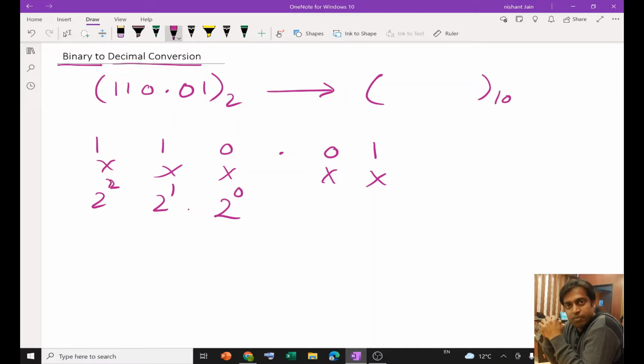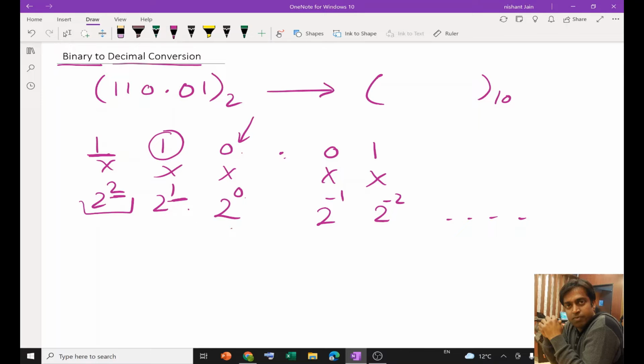2. You can see that the bit at the unit place, we multiply with 2 power 0. The bit at the tenth place, we multiply with 2 power 1, and the hundredth place bit is multiplied with 2 power 2. Similarly, the bits after the decimal point are multiplied with 2 power minus 1, 2 power minus 2, and so on, if we have other digits also.